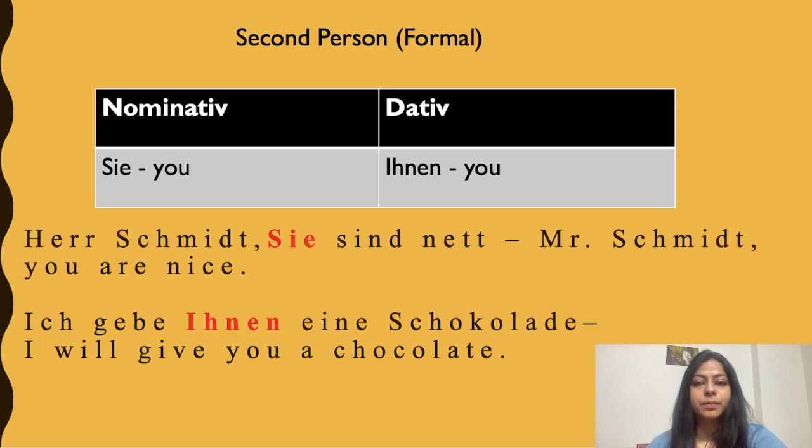Now let's move on to second person formal, which is Sie, which means you. The dative personal pronoun is Ihnen, you. Now please note that the I here will be capital, even if it is in the middle of the sentence. Herr Schmidt, Sie sind nett. Mr. Schmidt, you are nice. Ich gebe Ihnen eine Schokolade. I will give you a chocolate. So here, Ihnen is the dative personal pronoun for Sie. Hence, we are using Ihnen.